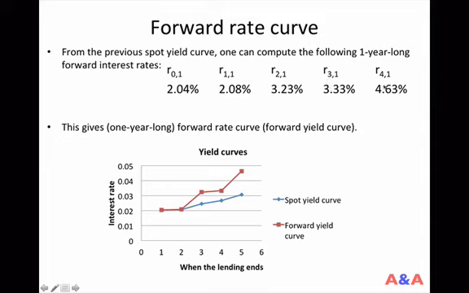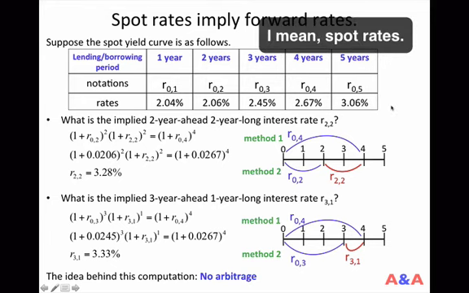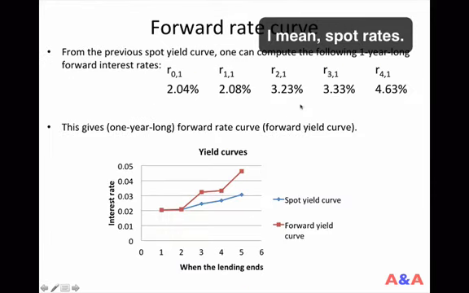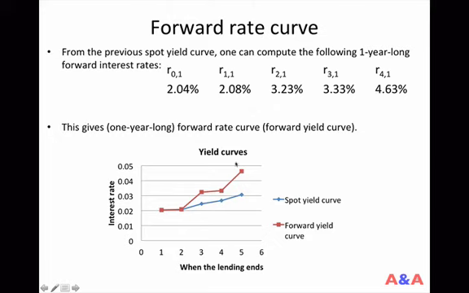If we plot these 1 year long forward interest rates, then it is called forward rate curve or forward yield curve. Let me plot these spot rates as a blue line and these 1 year long forward rates as a red line. So in this diagram, the horizontal axis is when the lending ends, 1 year from today, 2 years from today, and so on. And the vertical axis is the annual interest rate. As you can see, when the spot yield curve is upward sloping, the forward rate curve is above the spot yield curve.